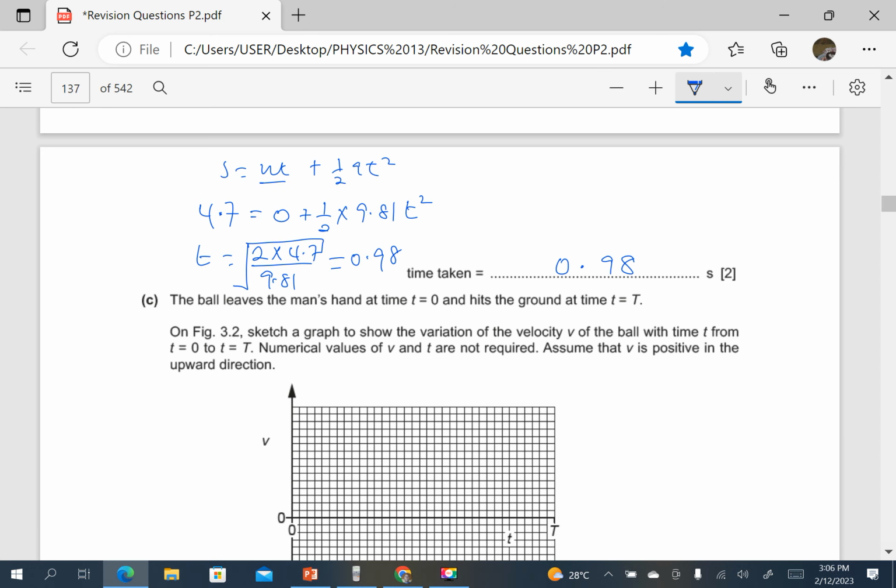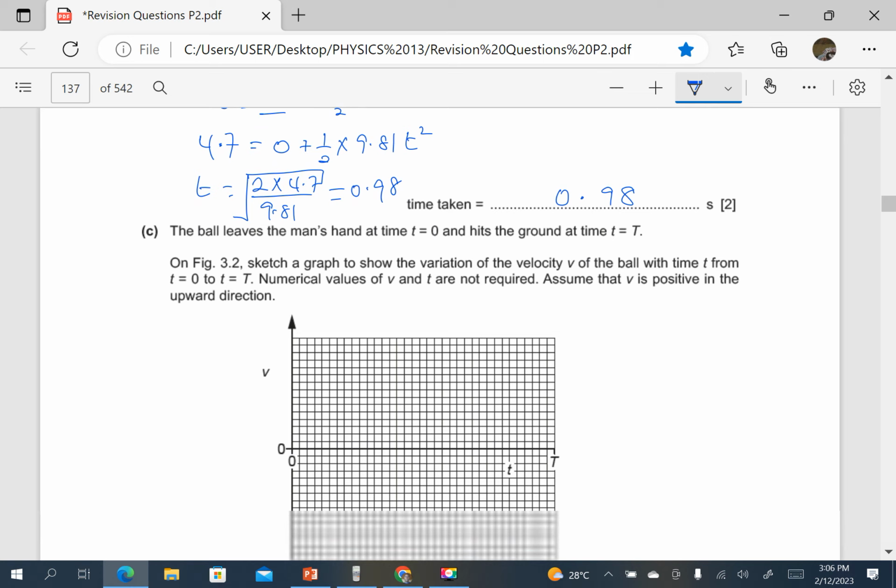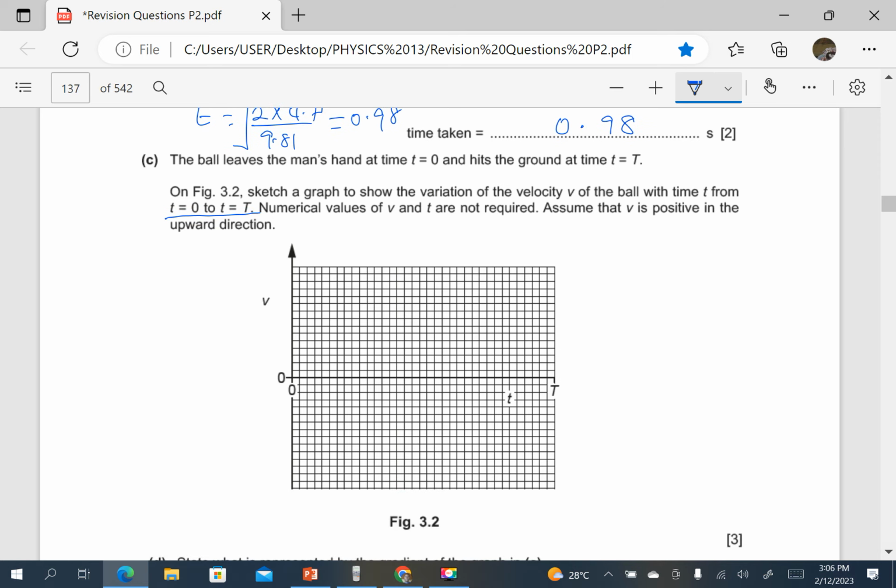The ball leaves the man's hand at time t equals 0 and hits the ground at time t equals T. On the figure, sketch a graph to show the variation of the velocity v of the ball with the time t from t equals 0 to t equals T. Numerical values of v and t are not required. Since it goes up to the maximum point, it starts with a certain initial velocity, then the velocity becomes 0 at maximum height, after a certain time t. Then it reaches the ground after some time capital T.